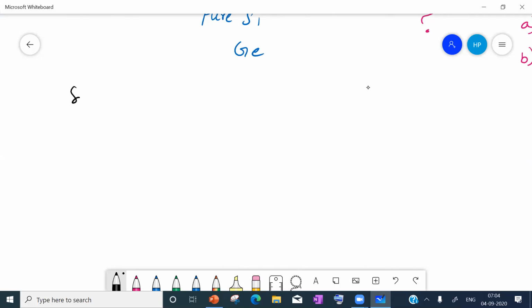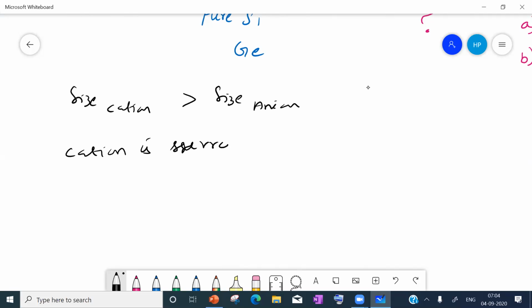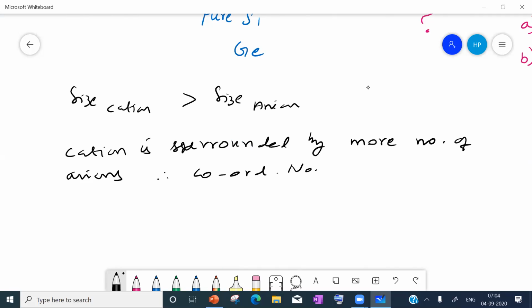Now, size of cation is greater than size of anion. What will happen in this case? The cation is surrounded by more number of anions. Therefore, coordination number of cation is high.